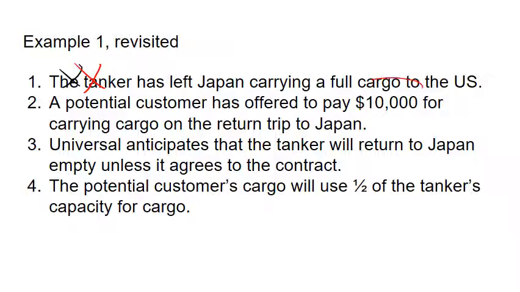Now, the amount they've offered to pay is relevant. That's going to be some incremental revenue. The extra revenue of saying yes to the contract is $10,000. We anticipate the tanker will return to Japan empty unless it agrees to the contract. That's going to be relevant because it's going to give us a basis for comparison. The potential customer's cargo will use 1/2 of the tanker's capacity. That's going to be relevant because the more cargo we have to carry, the more cost we're going to incur.